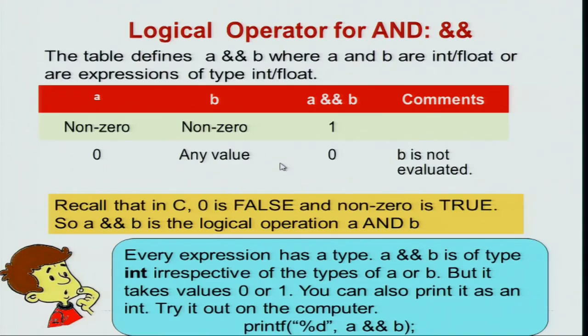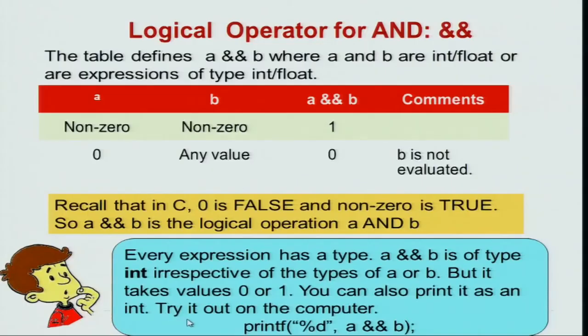Okay. Every expression has a type. A and B is of type int regardless of the types of A and B. This is because A and B is a logical assertion. The type of a logical assertion is that it is either true or false, right? It corresponds to a Boolean value. Therefore, regardless of what A and B are, the result is always 0 or 1. So, it is of type int. Now, you can print the result as an int. You can say printf %d A and B.